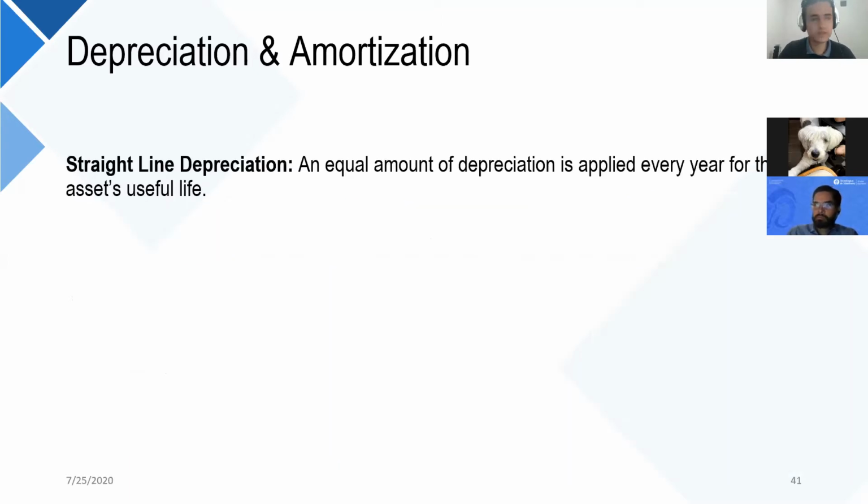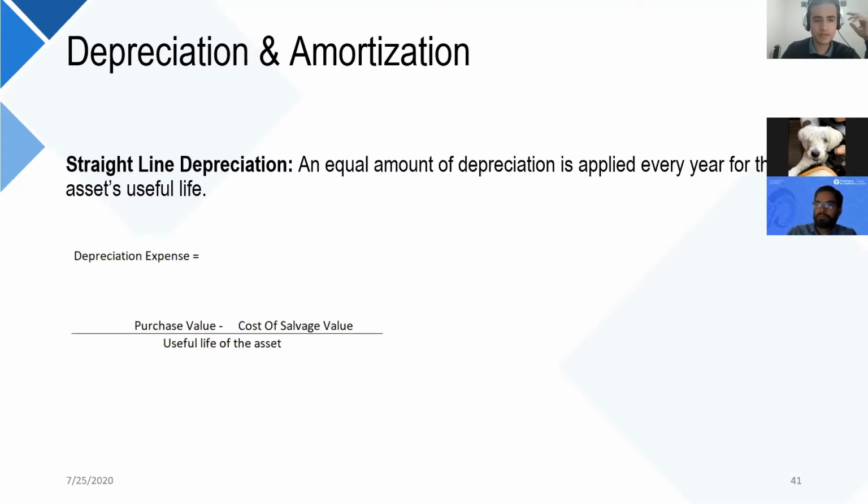So, straight line depreciation. What is a straight line depreciation? For straight line depreciation, you recognize the same amount of value loss of the asset over time, taking into consideration the asset's useful life. The formula is really simple. It's just the purchase value of the asset minus the salvage value, divided by the useful life of the asset. You get the same amount of depreciation, or value loss, during the time of usage of the asset.